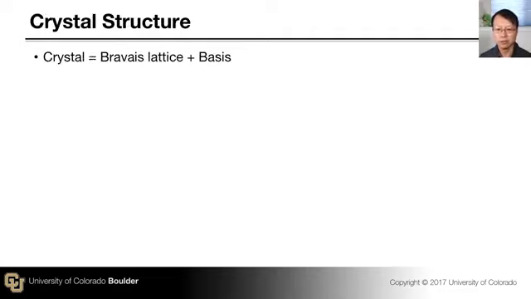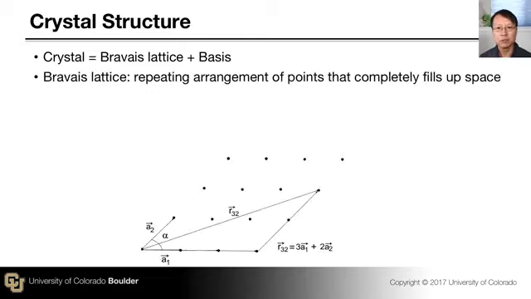So what is crystal? Crystal can be understood as a Bravais lattice with bases. And we're going to define these two in sequence. Bravais lattice is a repeating arrangement of points that completely fill up space. Alternatively, you can think of it as a repeating arrangement of tiles of different shape that completely fill up space.